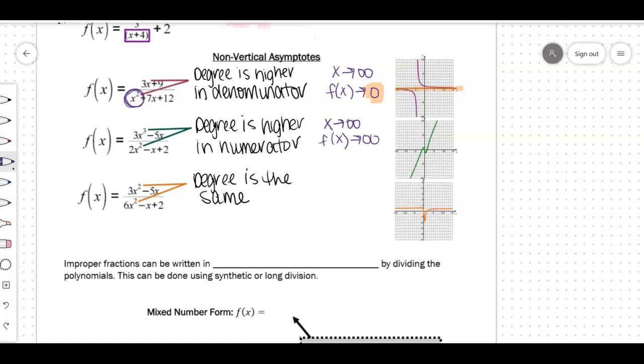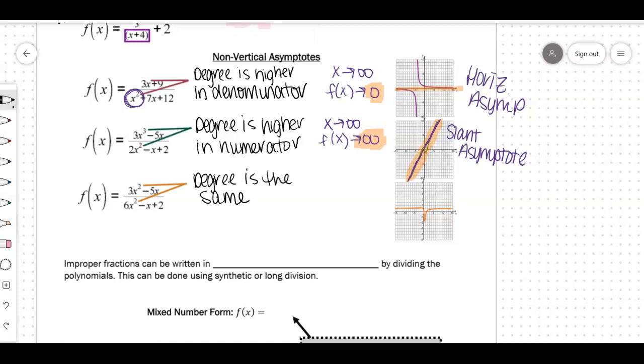And so if you kind of look at this behavior, it kind of follows this pattern here. It kind of looks like it'd follow a line, and so we call that a slant asymptote. And remember, this one was a horizontal asymptote. Okay, so again, if your function is approaching infinity, you would expect to see a slant asymptote.